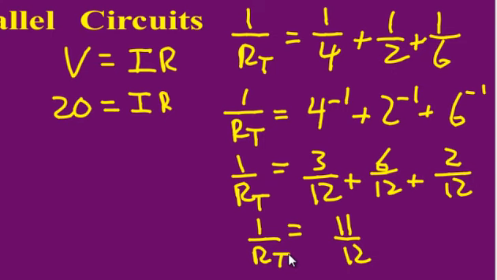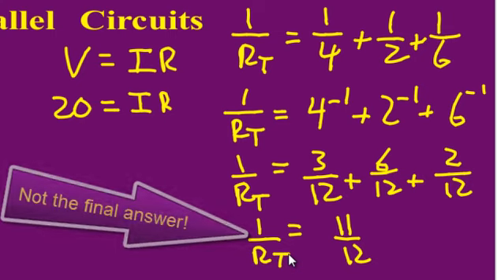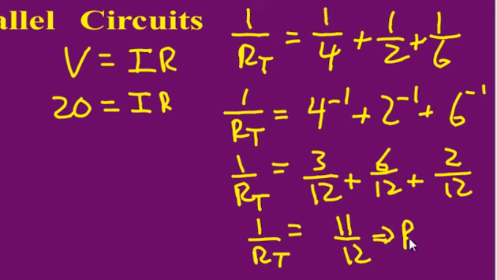I need to pause here. This is where all your mistakes will happen with parallel circuits. You will add the fractions and think you are done. But notice that it does not say R total equals. It says 1 over R total equals, okay? That means that we need to flip both sides. We need to reciprocate them.